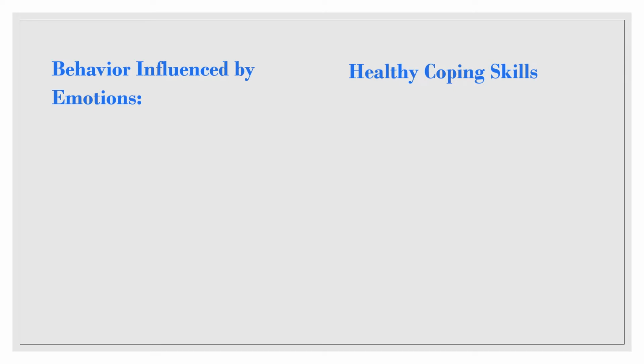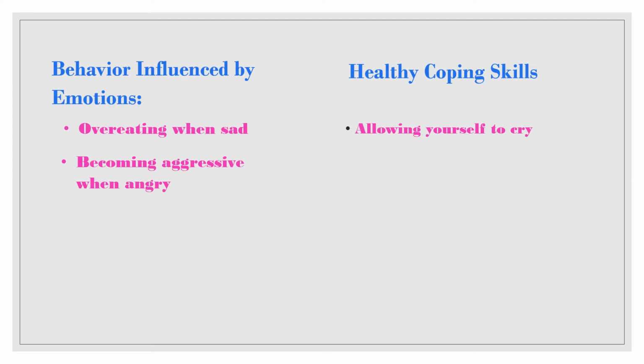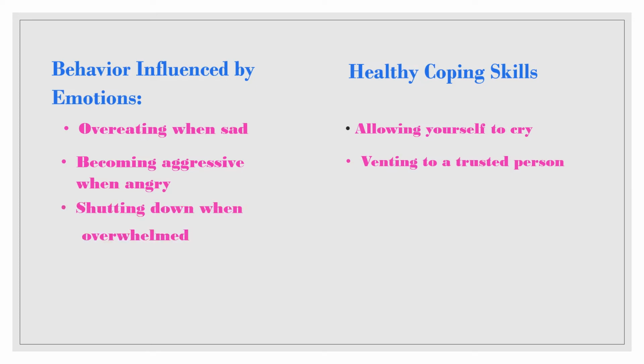Behavior influenced by emotions. Overreacting when sad. Healthy coping skills: allowing yourself to cry. Becoming aggressive when angry. Venting to a trusted person. Shutting down when overwhelmed. Chunking large tasks into smaller, more manageable tasks.